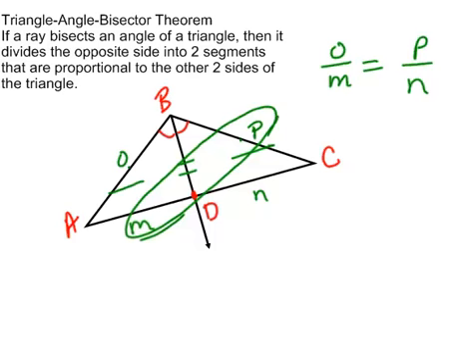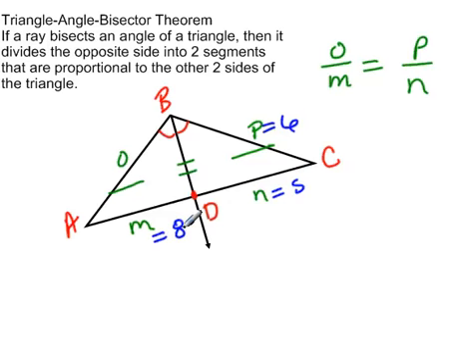Well, let's get rid of some of this. There we have our proportions. So we have some values. Let's say that we're going to look for O, and P is equal to 6, and N is equal to 5, and M is equal to 8. So we're solving for O. So we'd have O over 8 equals 6 over 5.